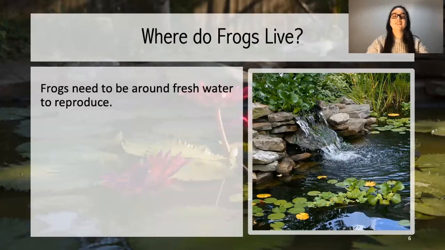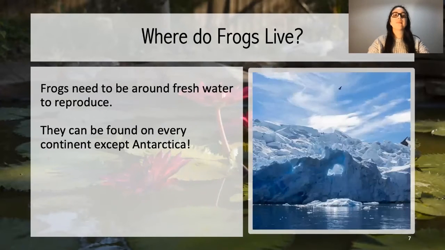Okay, where do frogs live? Frogs need fresh water to reproduce. Right here, you can see an example of some fresh water. Fresh water is places like ponds and lakes, not the ocean. The ocean has salt water, which is not good for frogs.